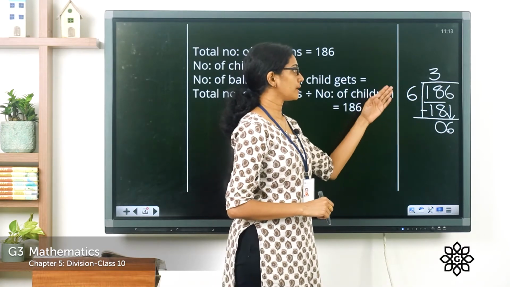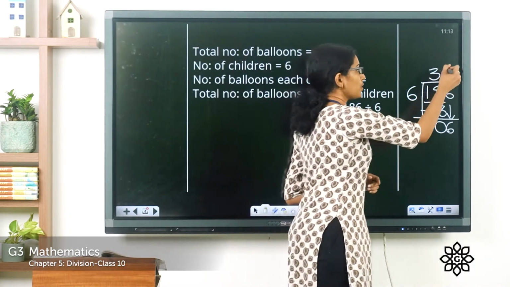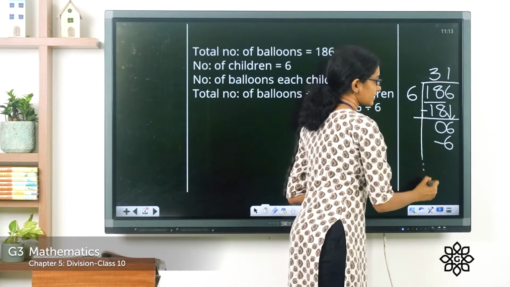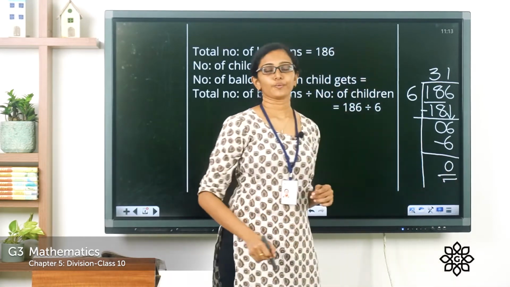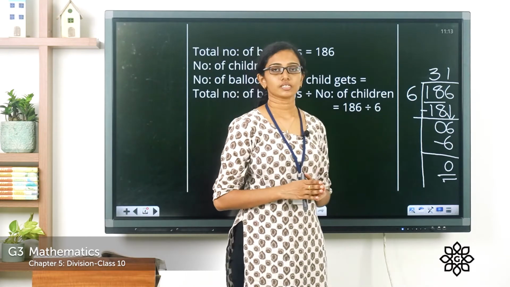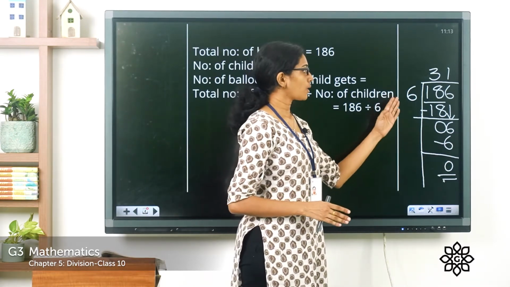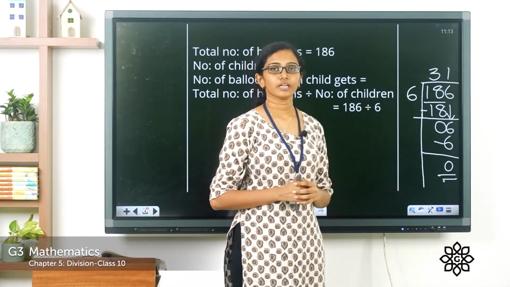So 6 divided by 6, a number divided by itself, is equal to 1. 6 ones are 6. We subtract the numbers, 6 minus 6, and we get 0. And there are no more digits to bring down and the division is complete. The remainder is 0. That means 186 was completely divided by the divisor 6.